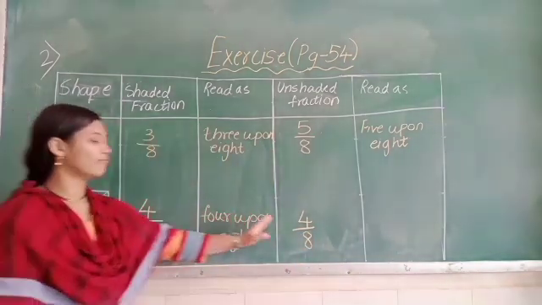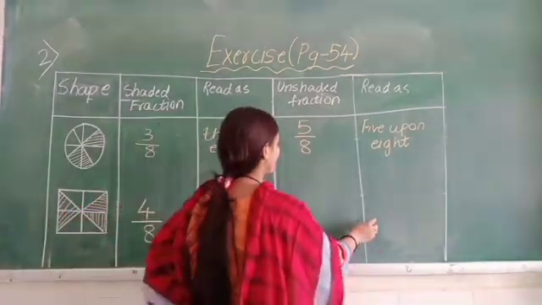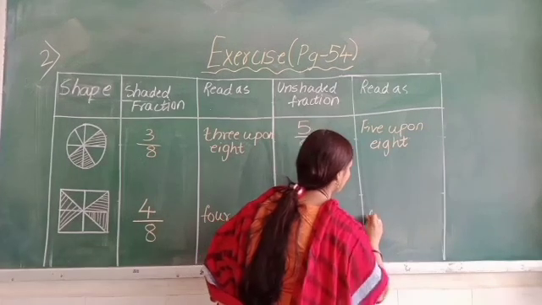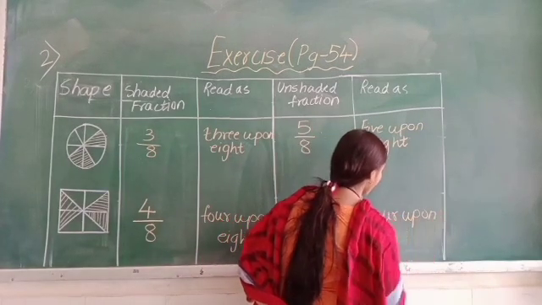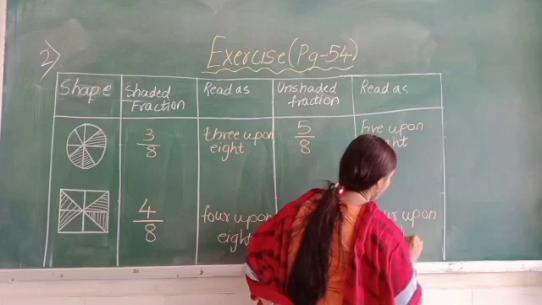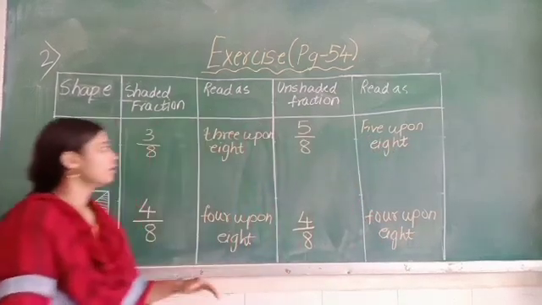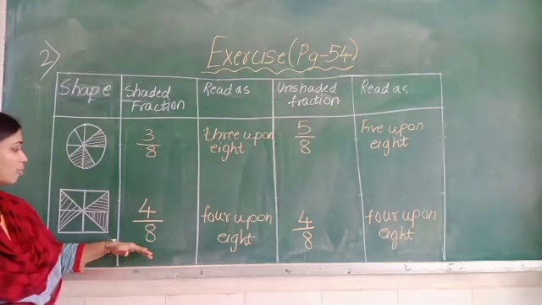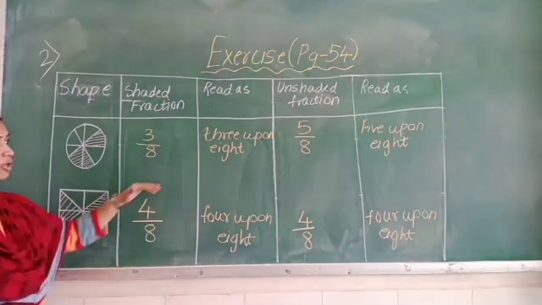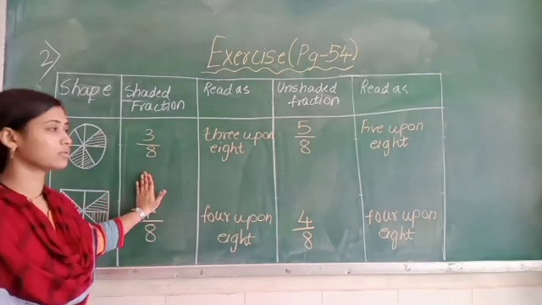4 were shaded and 4 are unshaded. And here we will read this fraction as 4 upon 8. In this manner we have to solve this table. More shapes are given, you will solve that. Have you understood this till here?